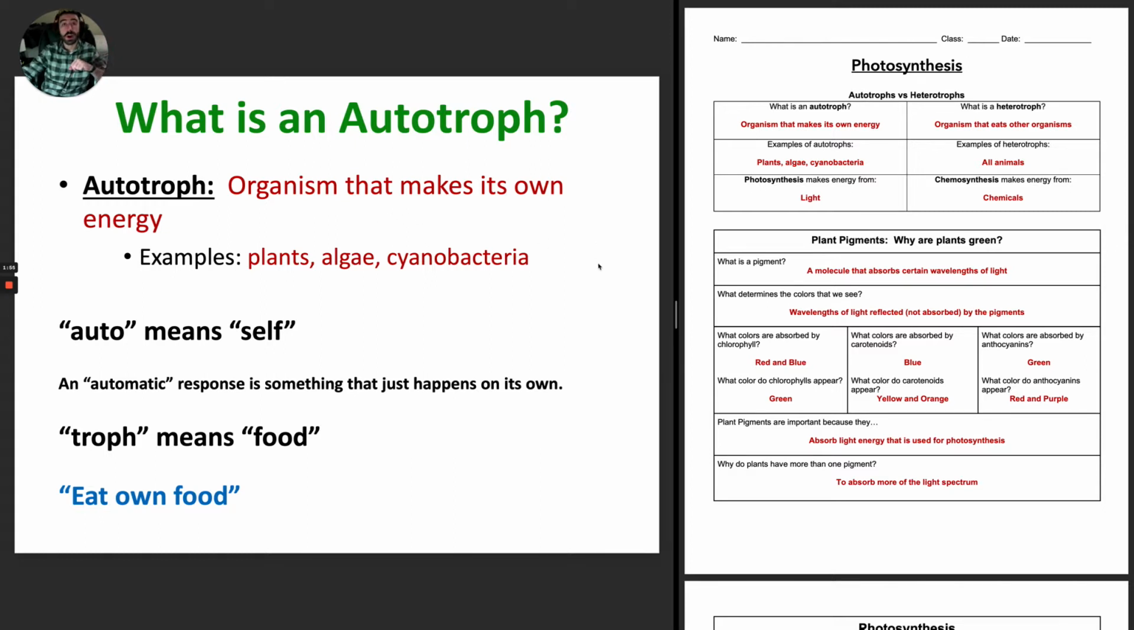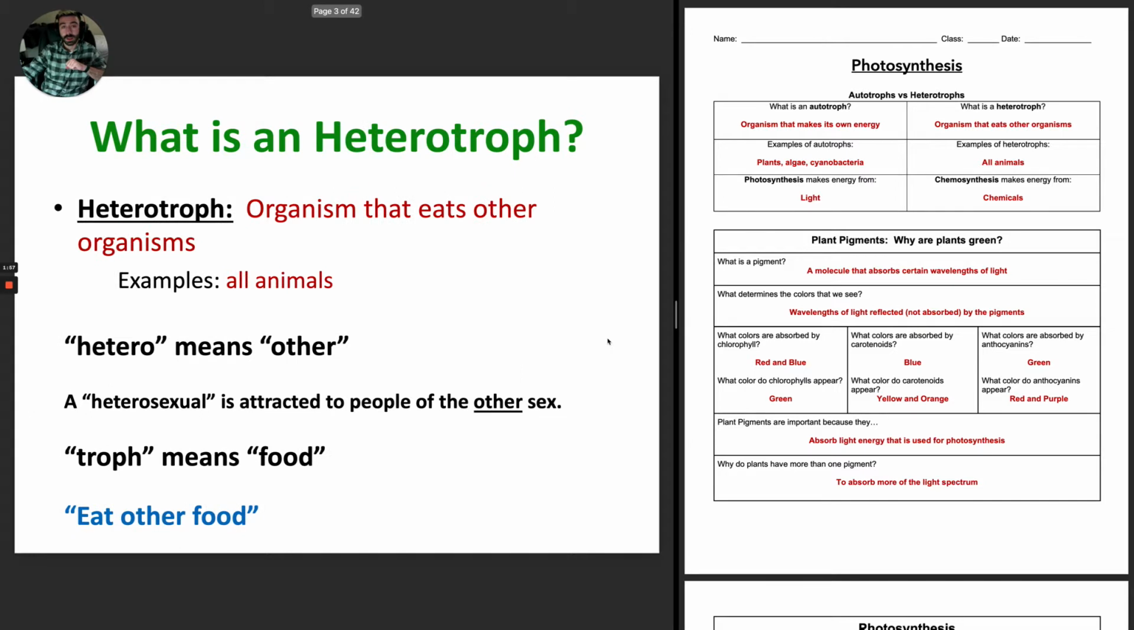We call those autotrophs. The opposite of that is a heterotroph. Hetero means other, like heterosexual, for example, right? So heterotrophs are organisms that eat other organisms. They can't make their own food, so they eat other organisms that have either made their own food or have eaten other things that have made their own food, right? So all animals are examples of heterotrophs.